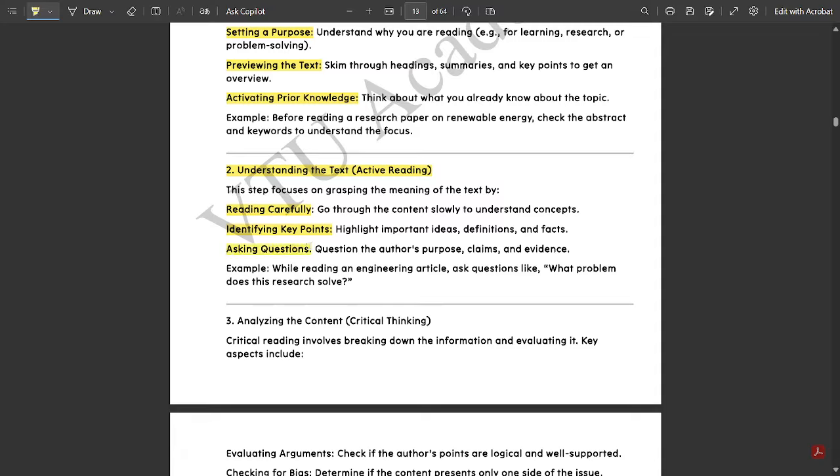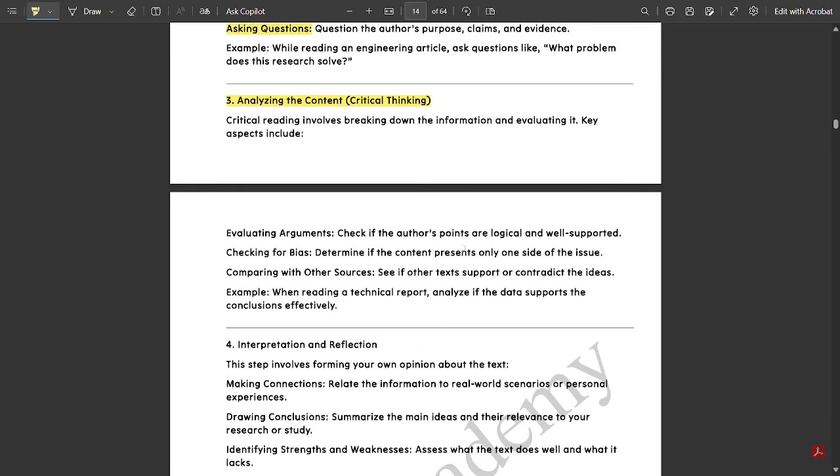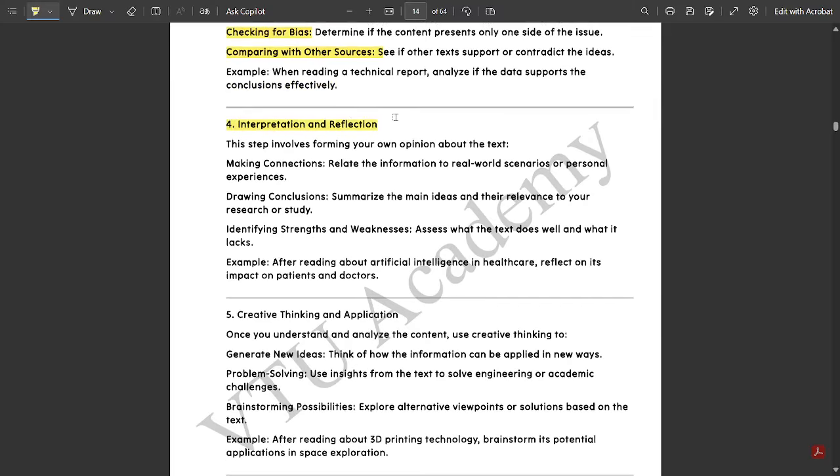Next is asking questions. Question the author's purpose, claims, and evidence. For example, while reading an engineering article, ask questions like what problem does this research solve, and so on. Then we have analyzing the content, that is critical thinking. Critical reading involves breaking down the information and evaluating it. These key aspects include evaluating arguments, checking for bias, and comparing with other sources, and they have given one example. Next is interpretation and reflection.